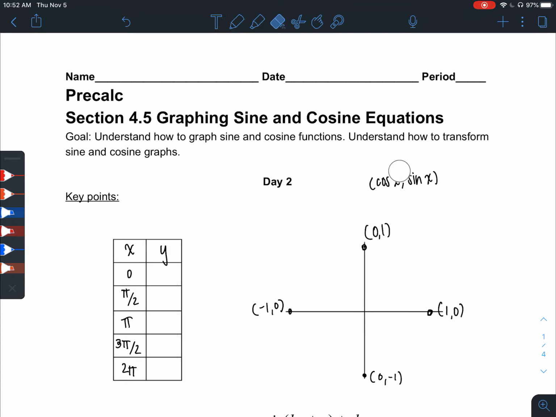Let me not actually put x and just put theta. No, it was supposed to be x.